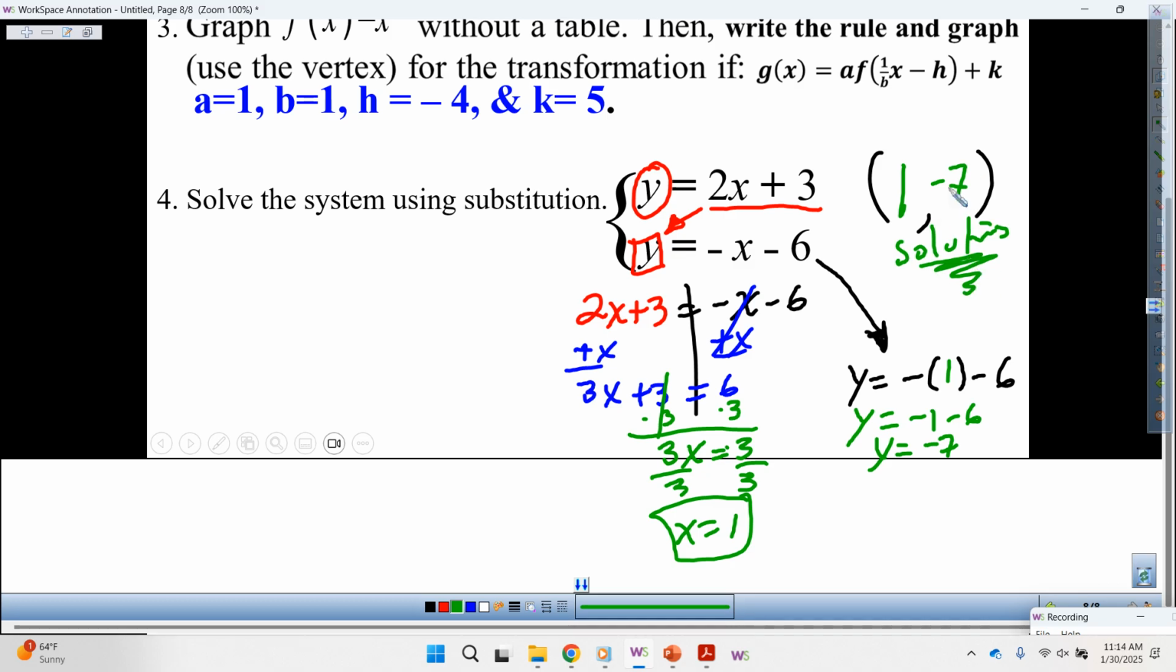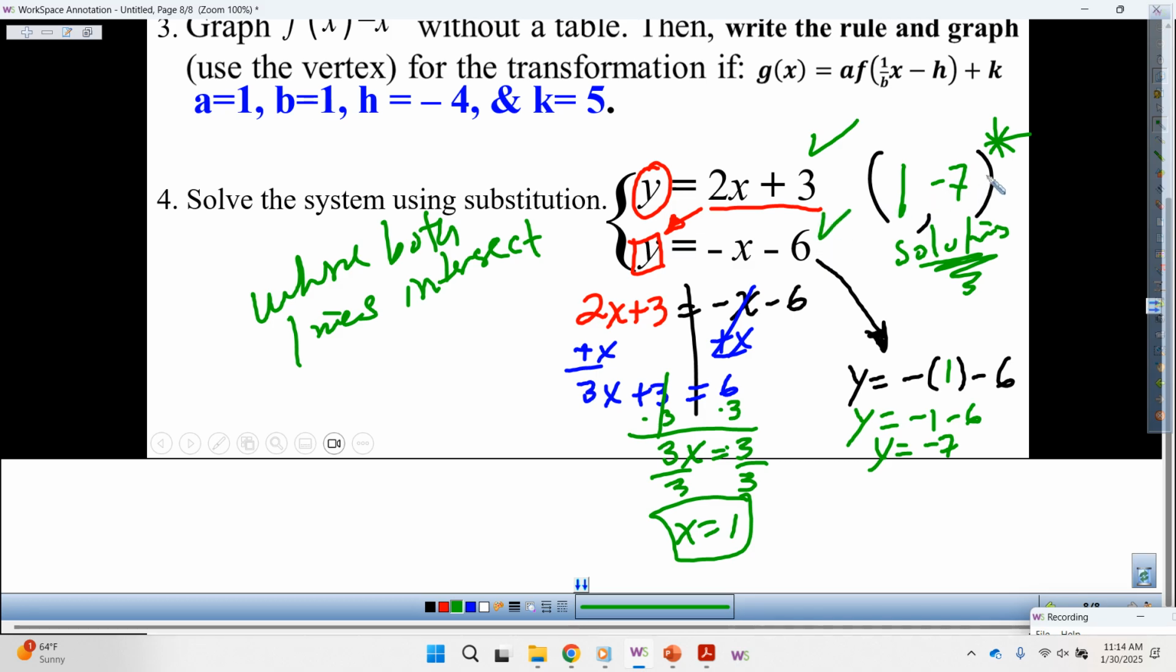And remind your neighbor what that means, according to what I said yesterday. What does this solution mean? All right. Looks like Ashlyn's got this one. Go ahead, Ashlyn. Where both lines intersect. That is correct. So if I was to ask you to graph this and this, they're going to intersect at that point.